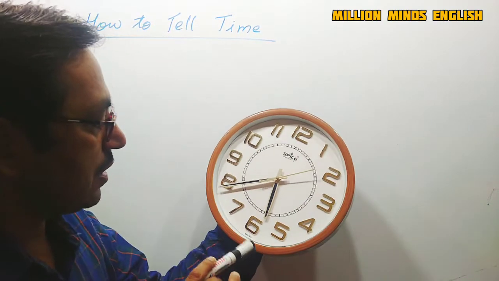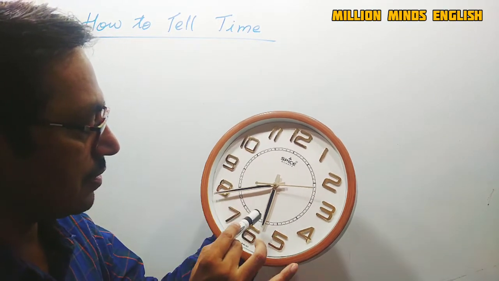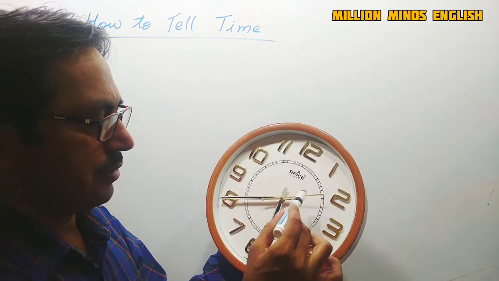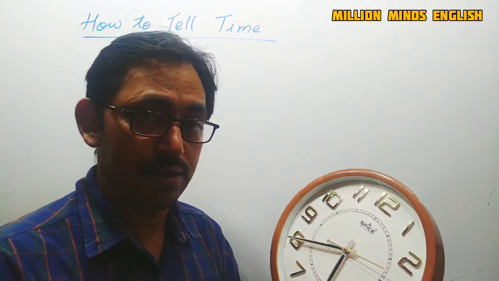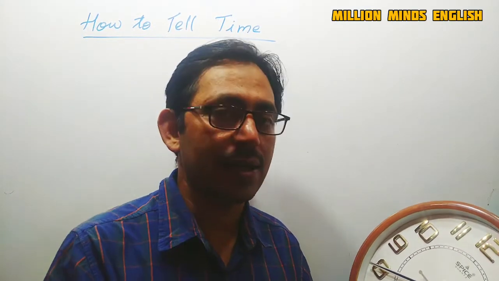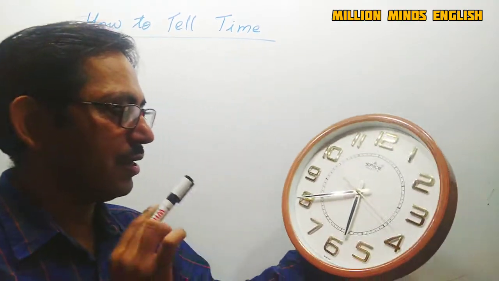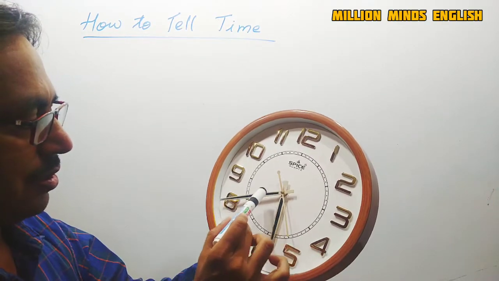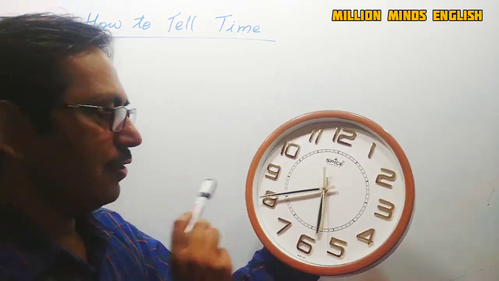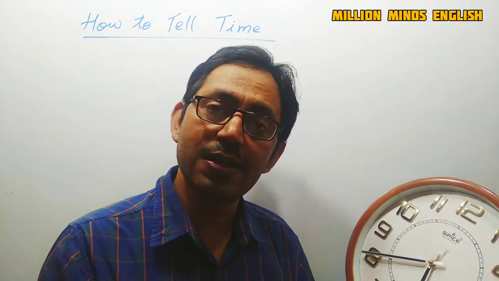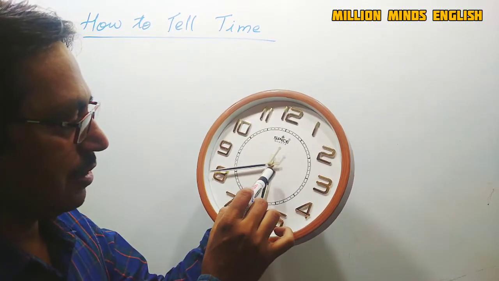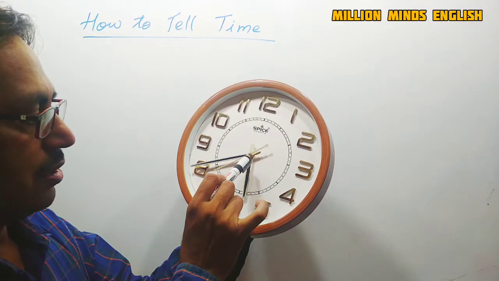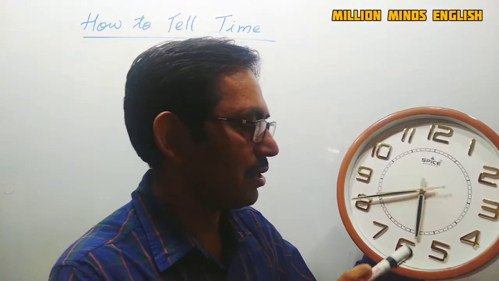Friends, you can see here there are three kinds of hands in this clock. We call this hand second hand because it tells seconds. Clear? And another hand, which is the longest hand in this clock, this hand is called minute hand because it tells minutes. And friends, the hand that is about to 6, this hand is called hour hand.